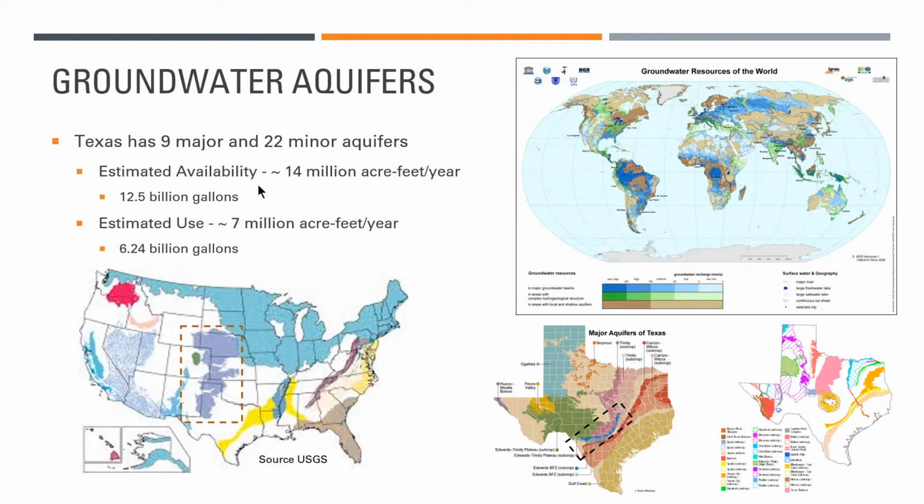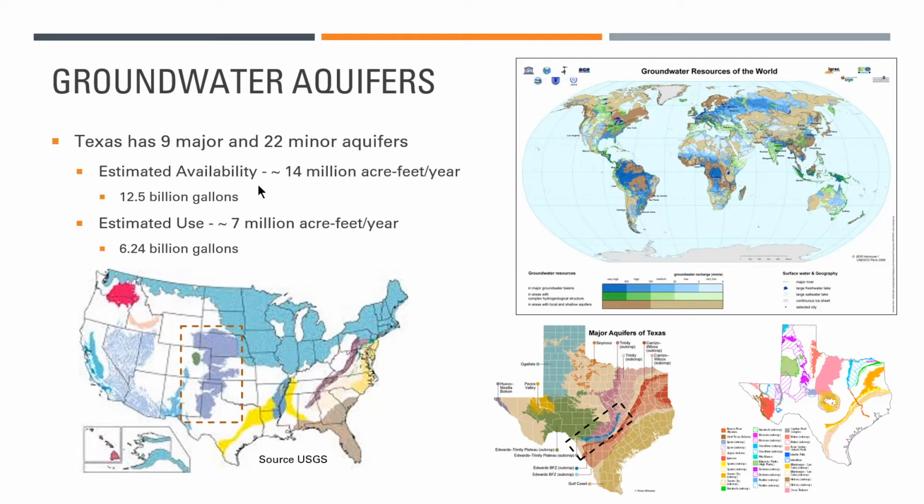And our availability is about 12.5 billion gallons per year, or about 14 million acre-feet per year. And we currently use about 6.24 billion gallons per year, or roughly 7 million acre-feet, or about 50% of what's available as groundwater estimated available is what we use. Then Texas has 9 major aquifers and 22 minor aquifers.